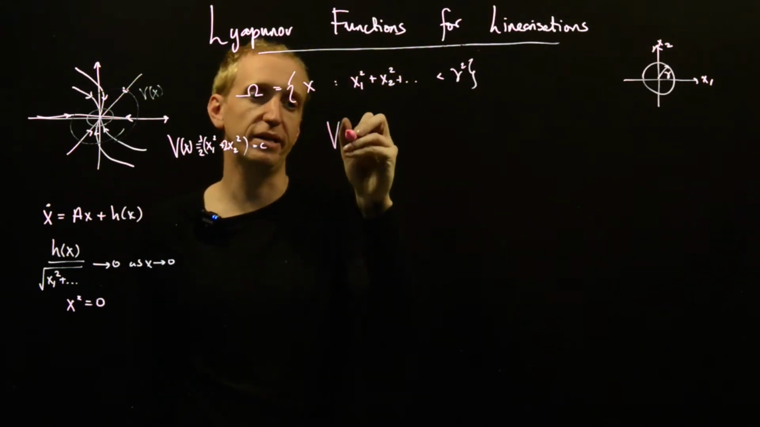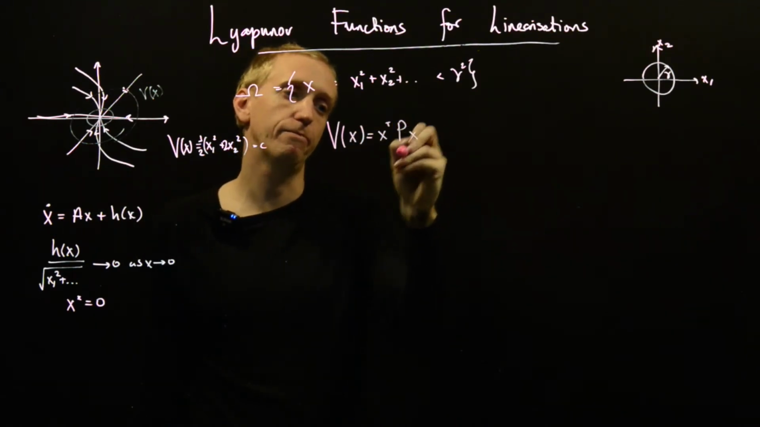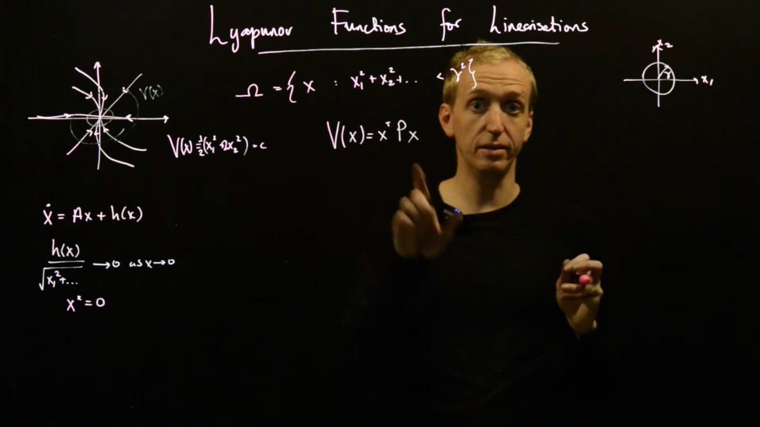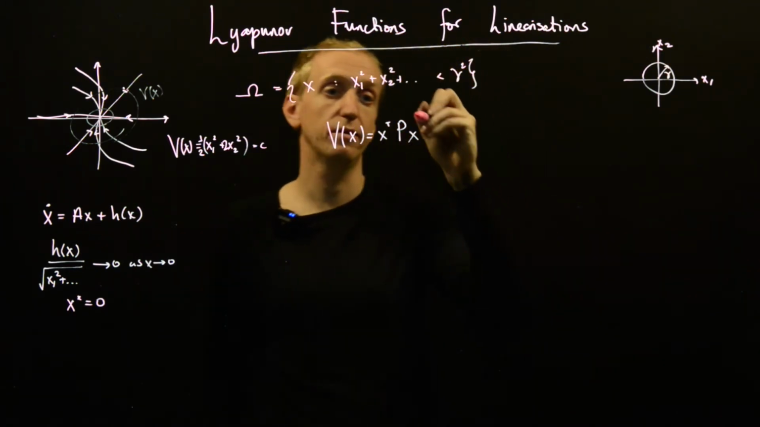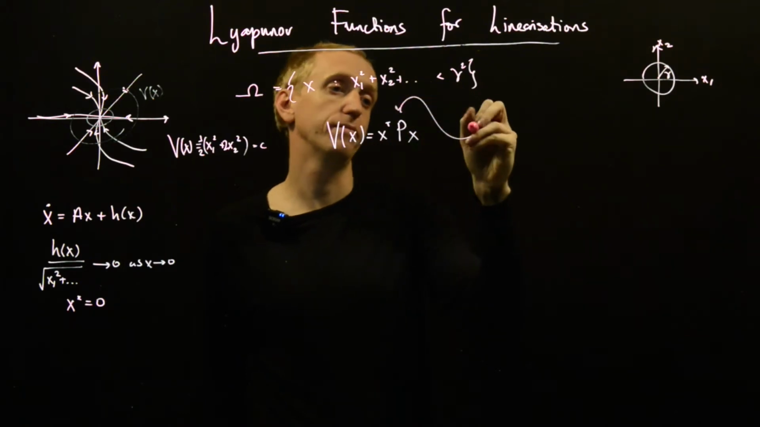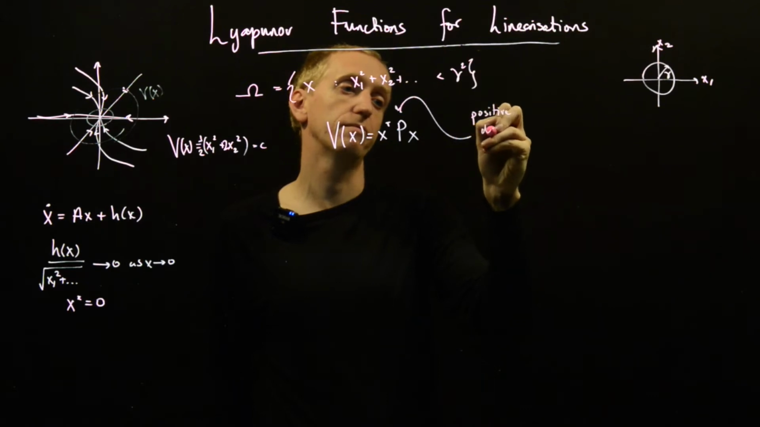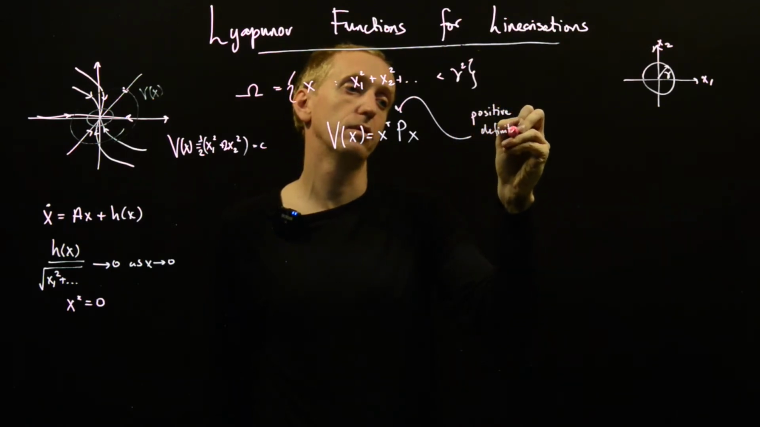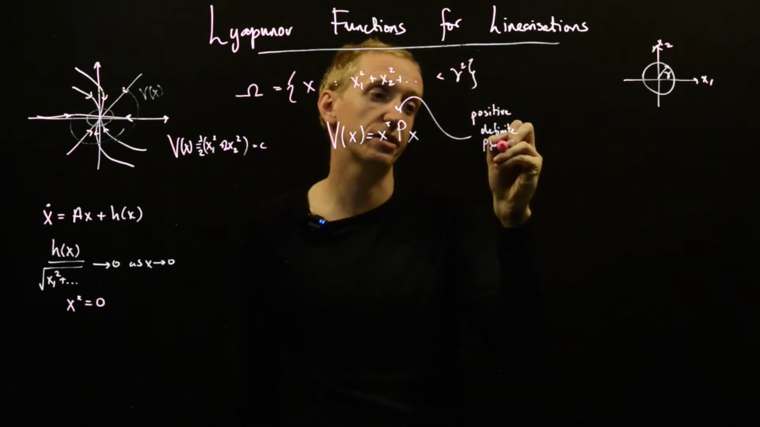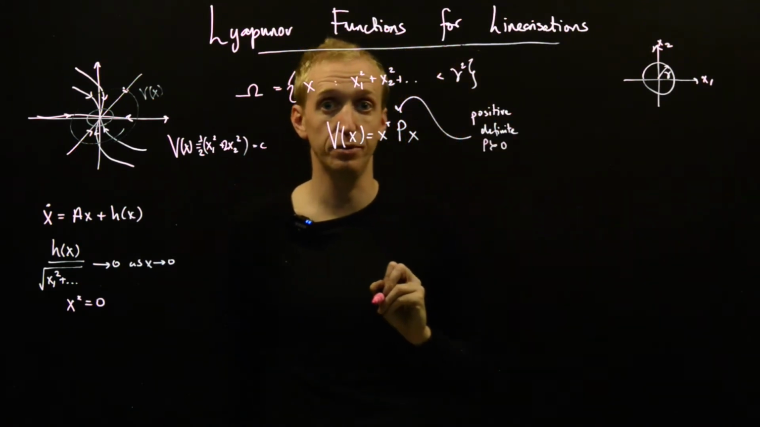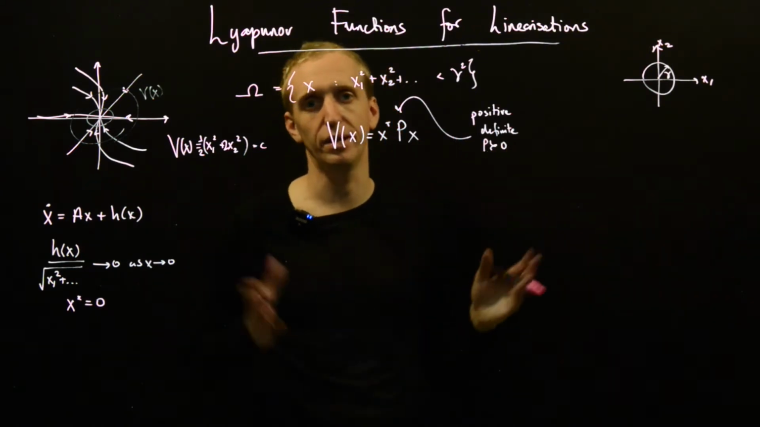It corresponds to picking V of x equal to x transpose P x, where this matrix P is from a very special class of matrices called the positive definite matrices. So P here is positive definite. And the notation for this is typically a curly greater than or equal to. You don't use the plain greater than or equal to because this is a matrix, but this curly one instead.